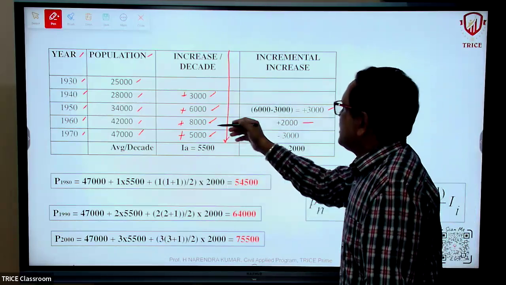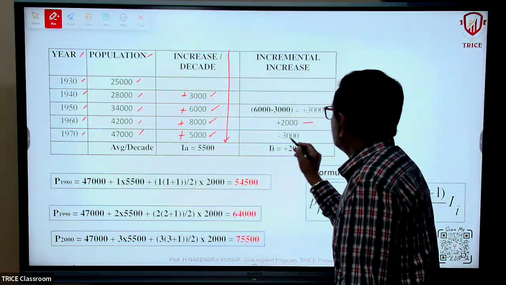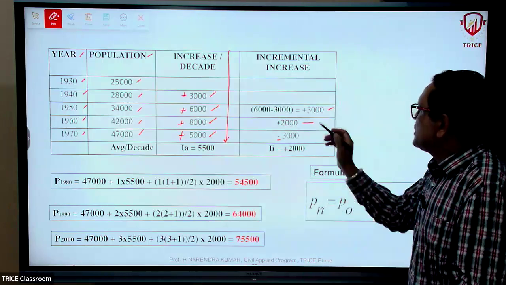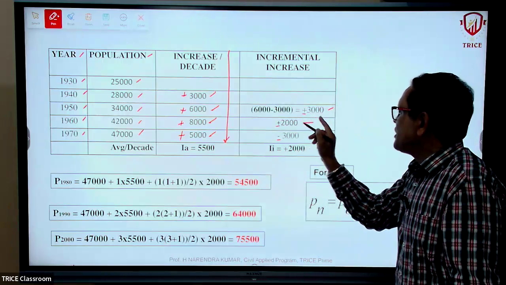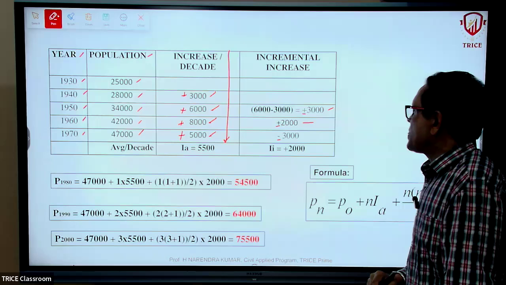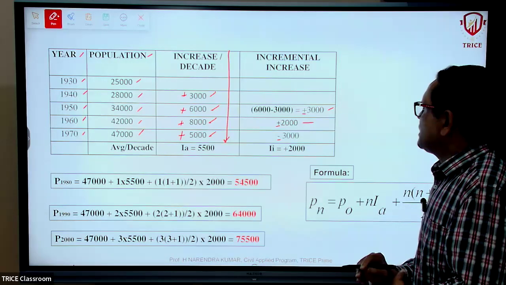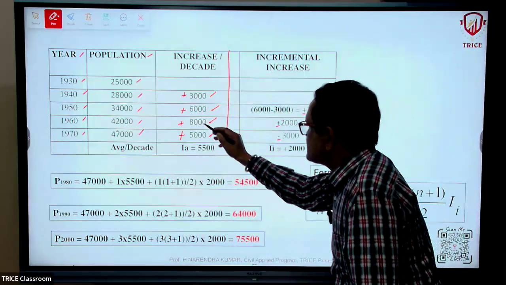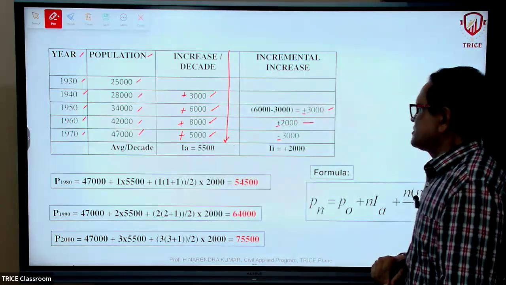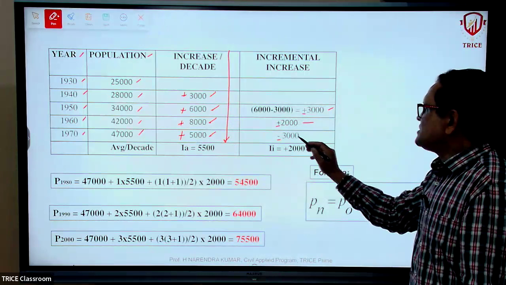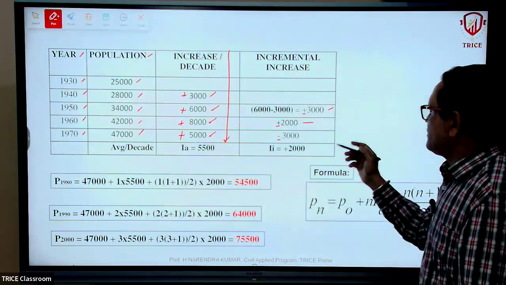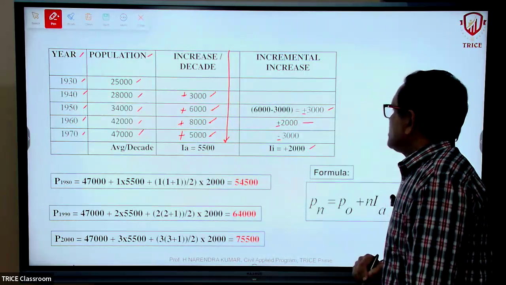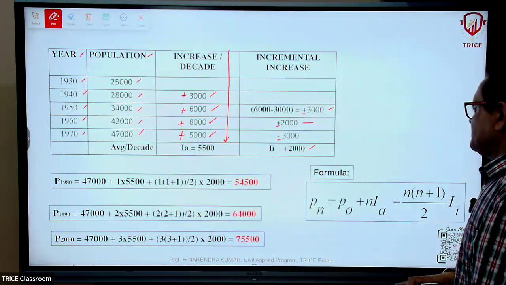So the next one, 5,000 minus 8,000. So you'll get a negative value. You must be very careful. Don't try to write the values only without the signs. So that is why I'm writing these signs here. The first 2 values are positive values. The third is a negative value because increase per decade decreased here. It was 8,000. The next decade, 5,000 increase. Okay. So incremental is minus 3,000. So if you take the average, so 3,000 plus 2,000, 5,000 minus 3,000, it is 2,000. Okay.